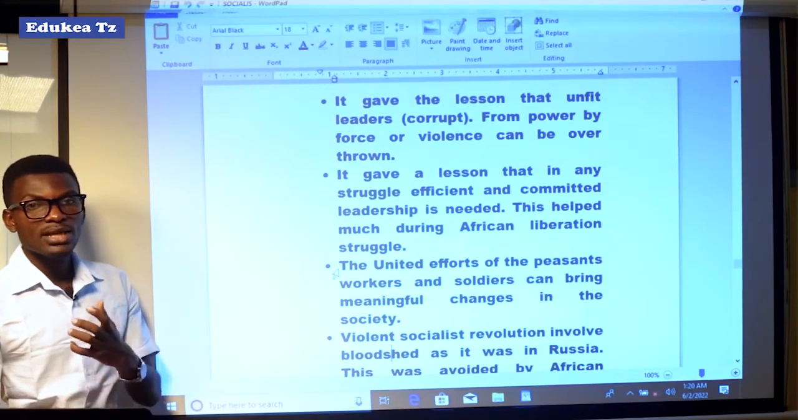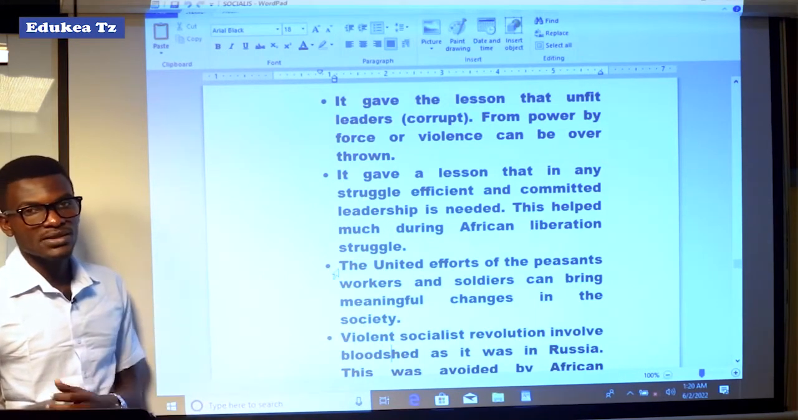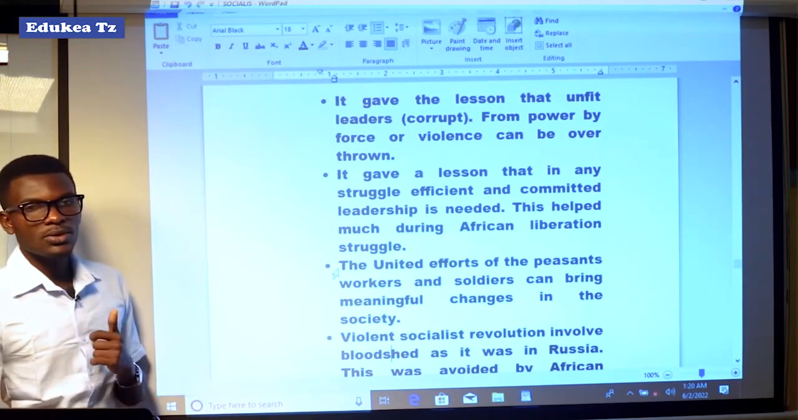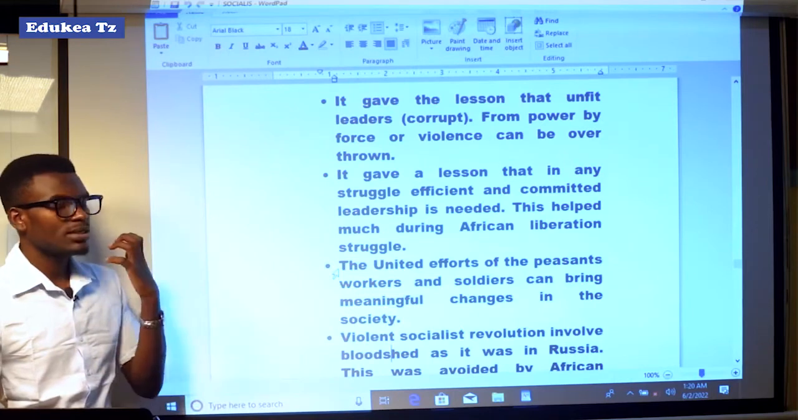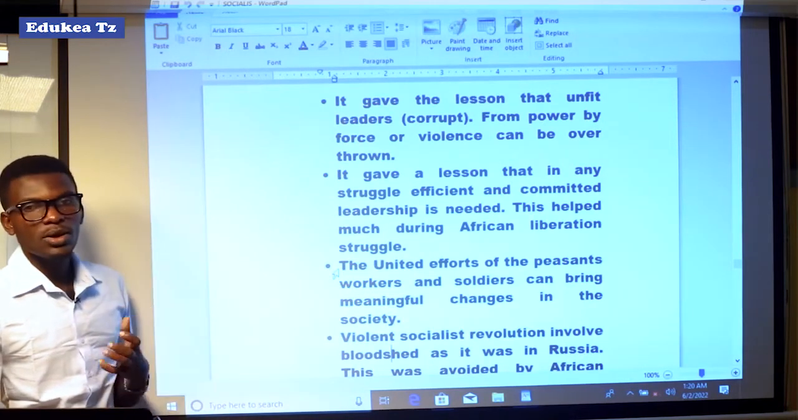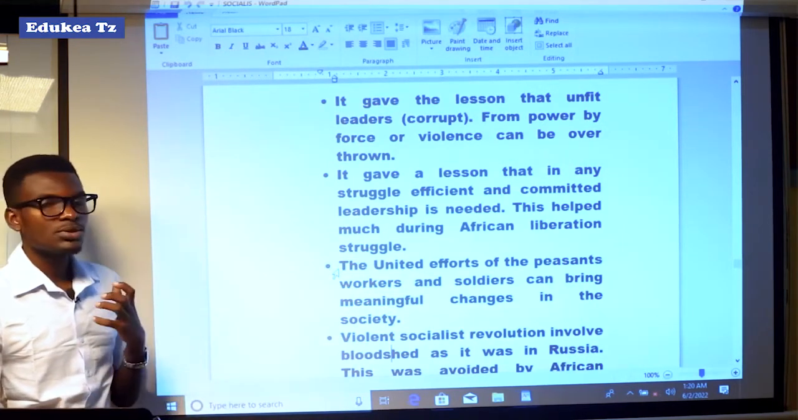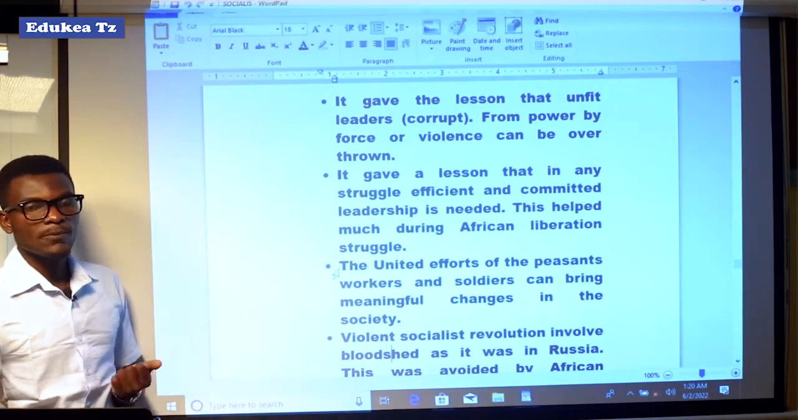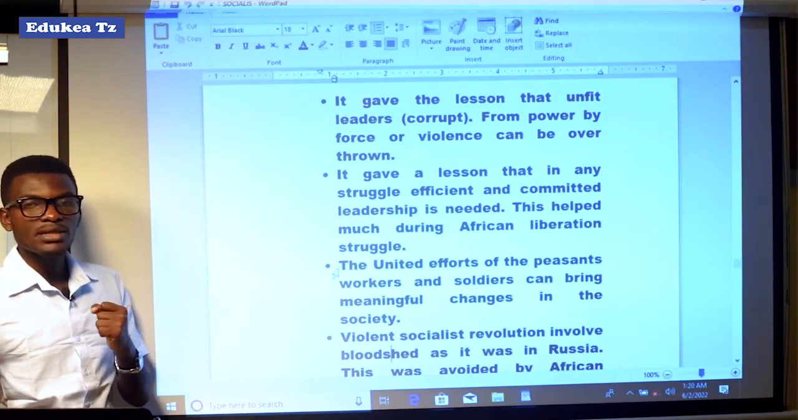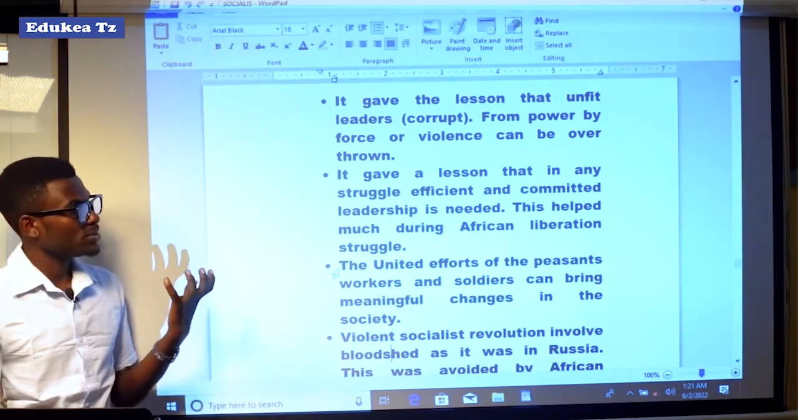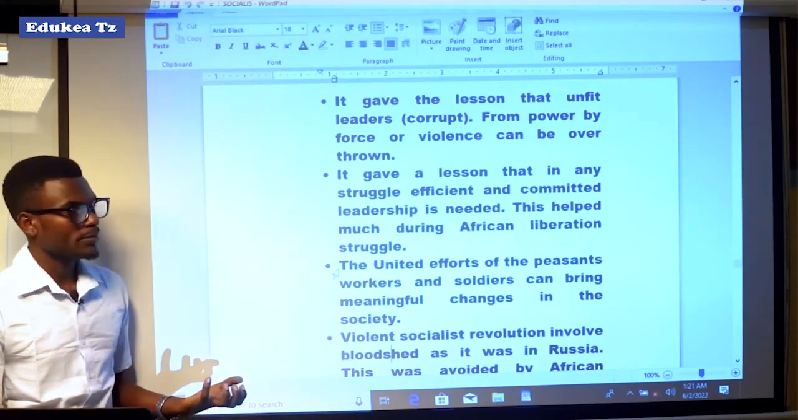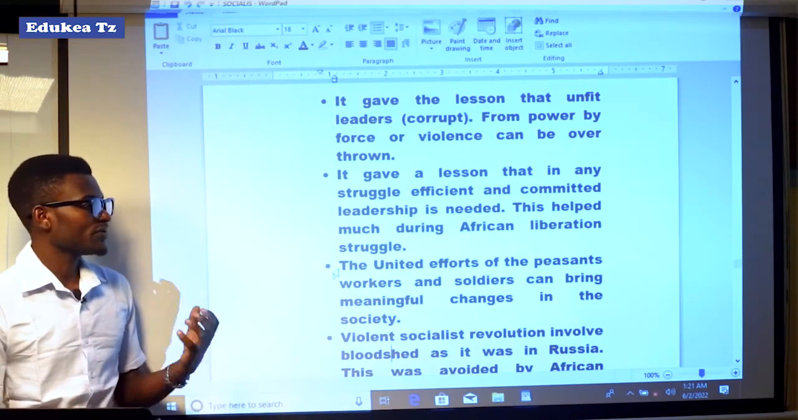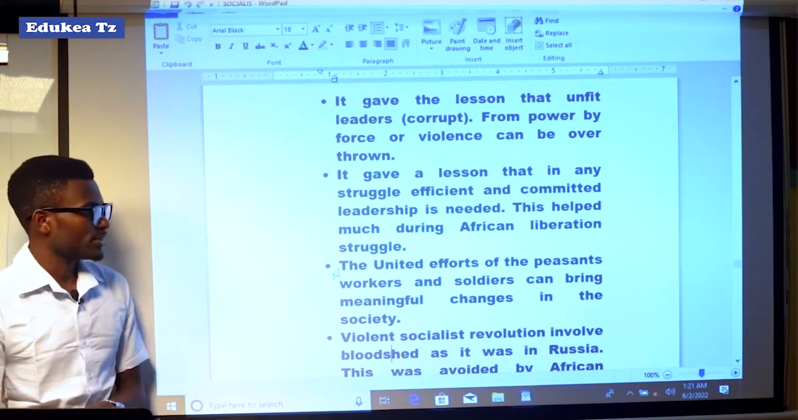It means that the Russian revolution gave the lesson to the Africans that in any struggle, efficient and committed leaders are needed. And this will help to achieve the goals which have been planned to be achieved at a certain period of time. And this helped much during the African struggle for independence.